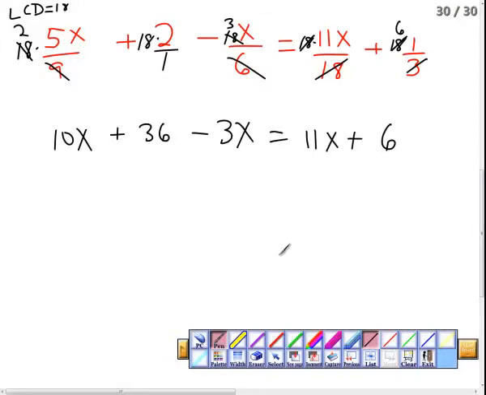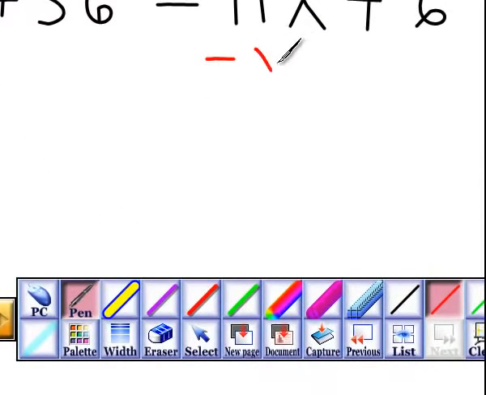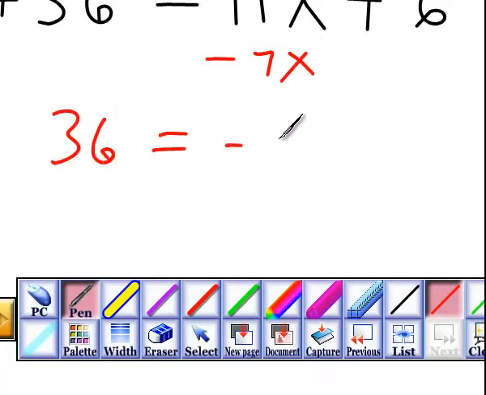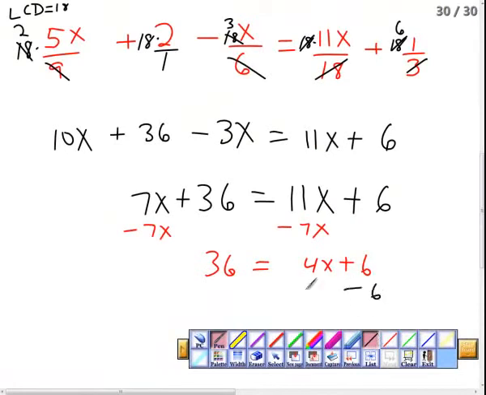Okay. And now what? Yeah, combine like terms. And so that's 10x and 3. Yeah, 7x plus 36, right, equals 11x plus 6, right? So then we want to keep our x's positive, so we apply plus 7x. And we get 36 equals 4x plus 6. Minus 6. And we get 30 equals 4x.